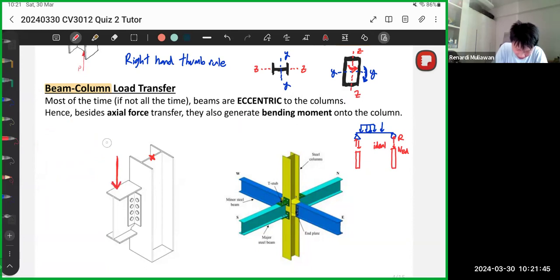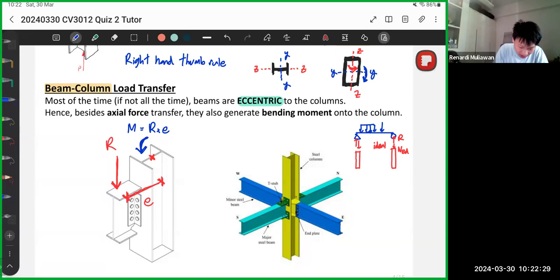So imagine this is the reaction force. We call this the eccentricity. The beams are eccentric to the columns. We usually label it as E, small letter e. So this length here is the eccentricity of the beam. If you notice, there's a moment arm, so there's a moment induced on the column. The moment is R times E. It's that simple. R is the reaction, E is the eccentricity.